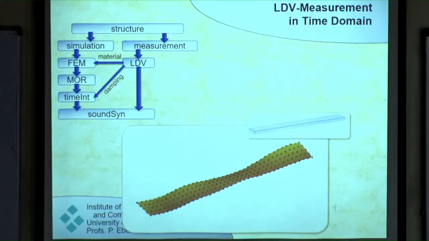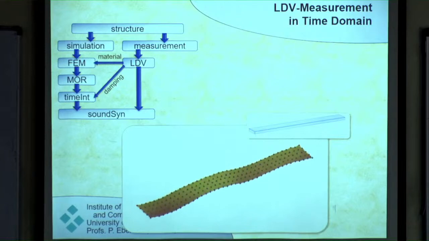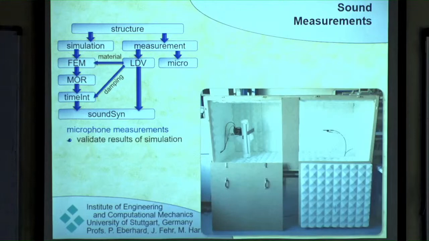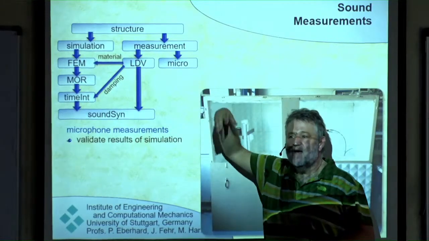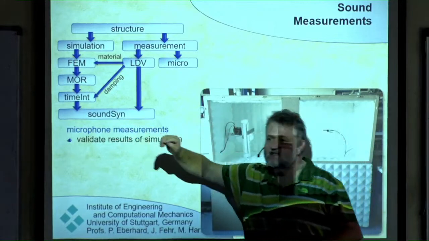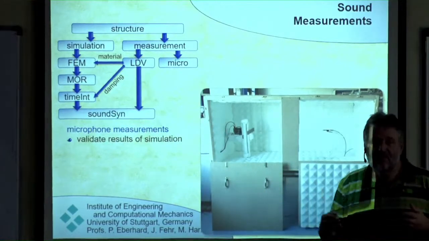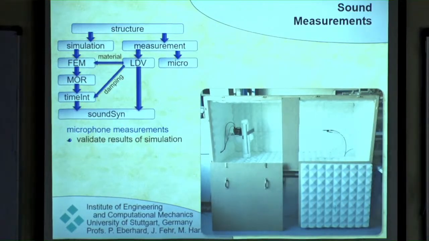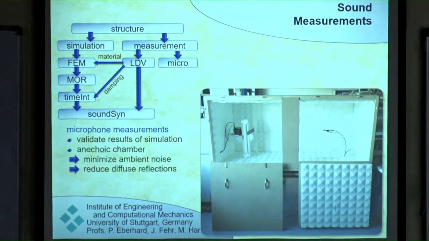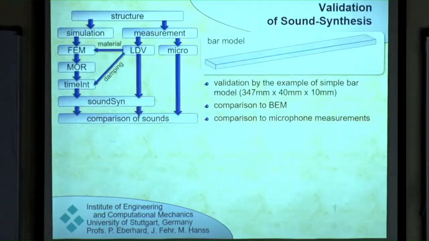Okay, and then you get a vibrating surface like this. This is now not simulation, this is what we measured with our laser Doppler vibrometers. From these excitations of the surface, we can synthesize the sound. And then we have another way of getting an idea about the sound. This is using a microphone. Of course, the microphone does not need to synthesize the sound because a microphone is measuring the sound already. And so we placed there some special microphones. We needed very small microphones here in our soundproof chamber.